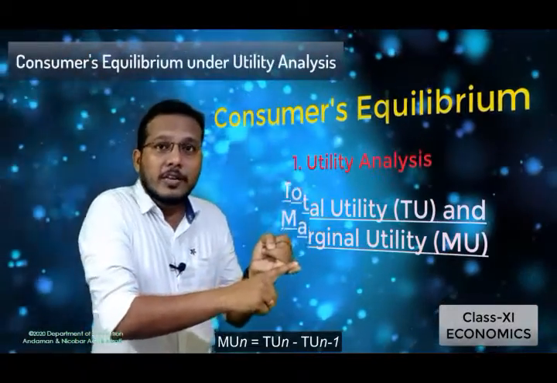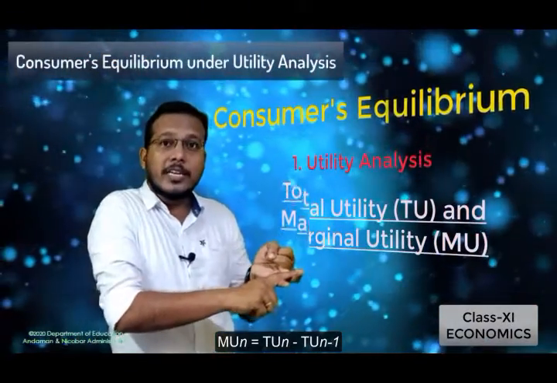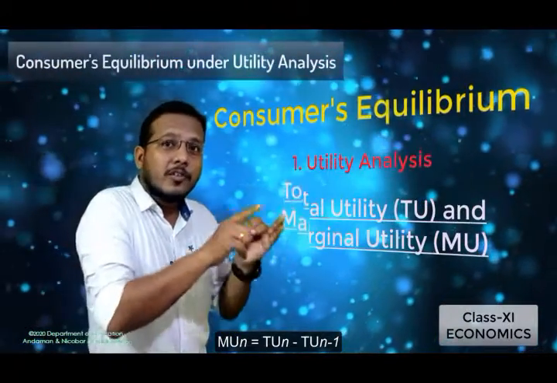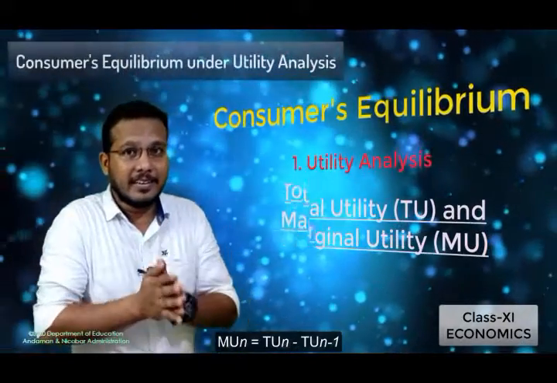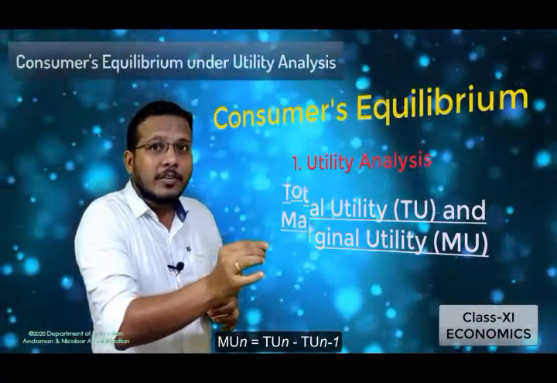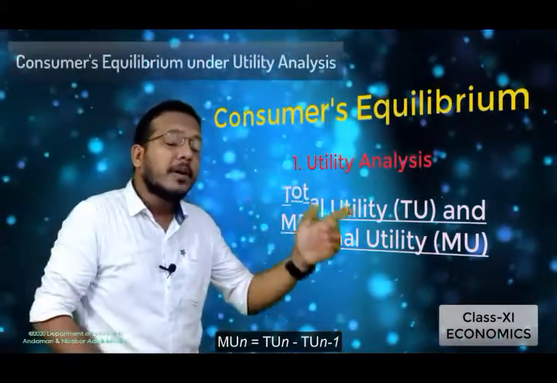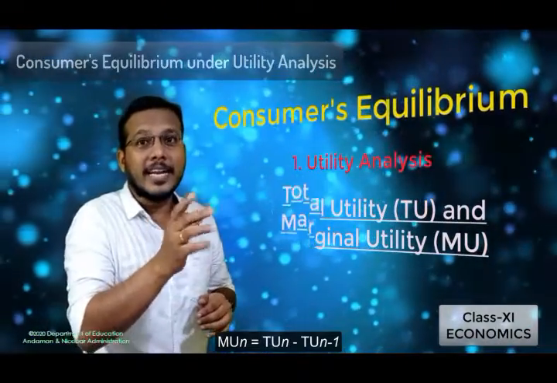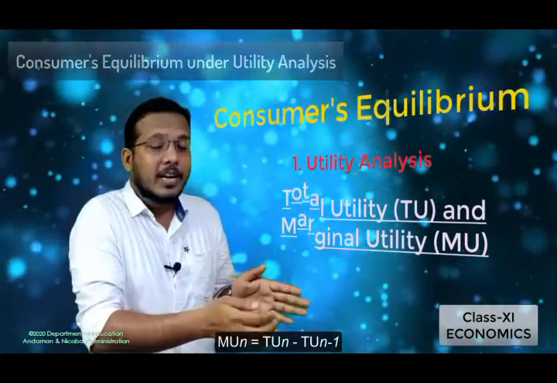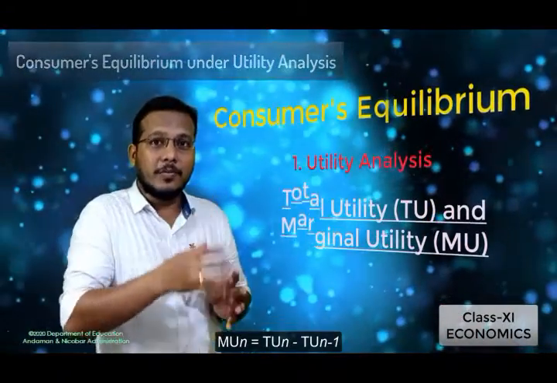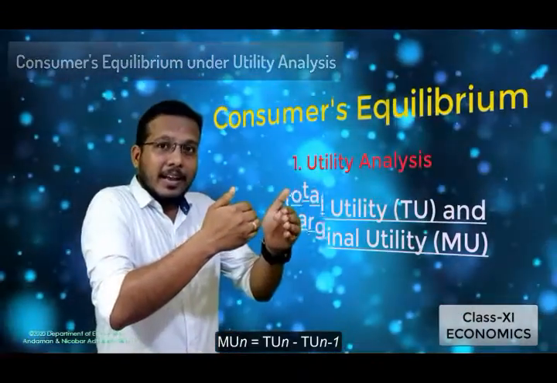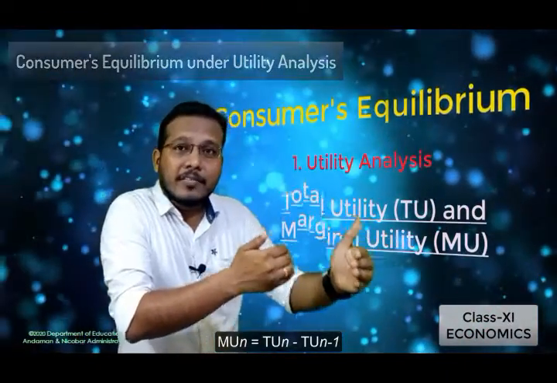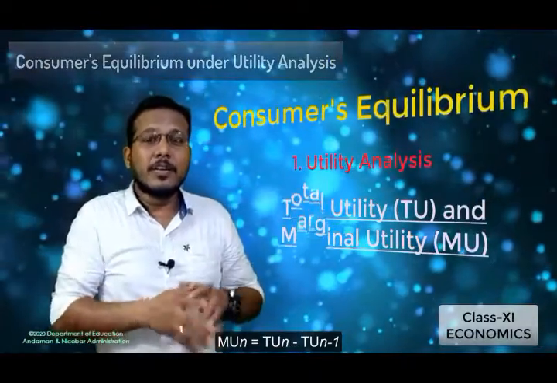That is, from the first unit he got 10 utils, from the second unit he got 8 utils. So altogether, at the second unit of consumption, the consumer has a total utility of 18. So MU at the second unit will be equal to 18 minus the previous total utility, that is the total utility at the first unit, that is 10. So 18 minus 10, we get the value of 8 as the MU value. So that shows that by the addition of the second unit, we are deriving a utility of 8 utils. So that is the value of MU.